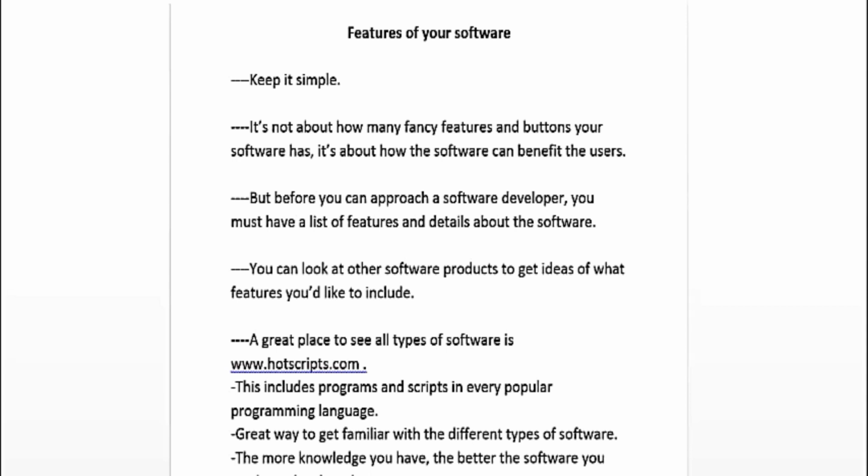Okay, so to get ideas, you can look at other software products in a similar industry, and also what you can do is go to a website called hotscripts.com, and this site includes programs and scripts in every popular programming language. So this is a great way for you to get familiar with the different types of software out there, and you could also read the reviews for the various software products on that site. And basically, the more knowledge that you have, the better the software you can have developed.